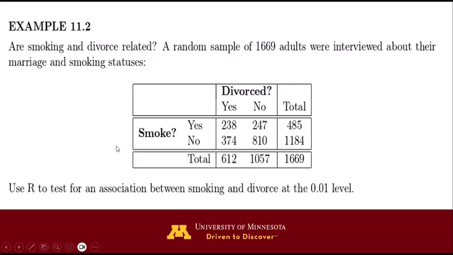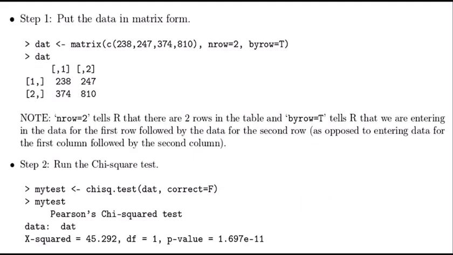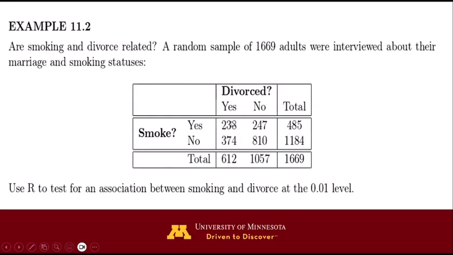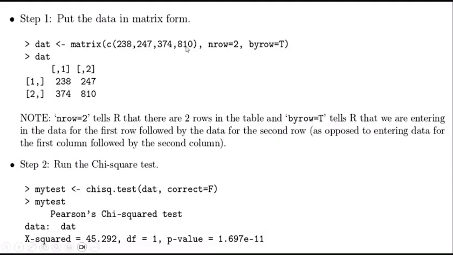So if we want to do this in R, how do we program the data in? I need you to pay attention right now to the way I'm going to figure it out. If I want to put the data in matrix form, I'm going to write matrix, assigned with the less-than and minus signs, then a parenthesis with c. I'm going to put 238, 247, 374, 810. Take a look at that. See the way I write it out. That means I want to generate a matrix in R.